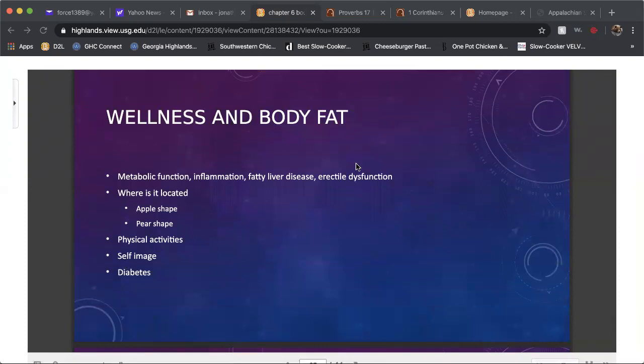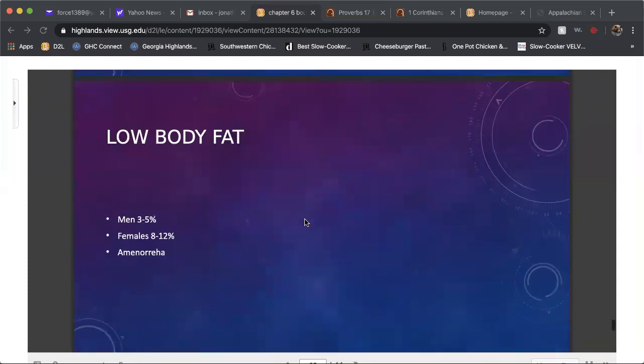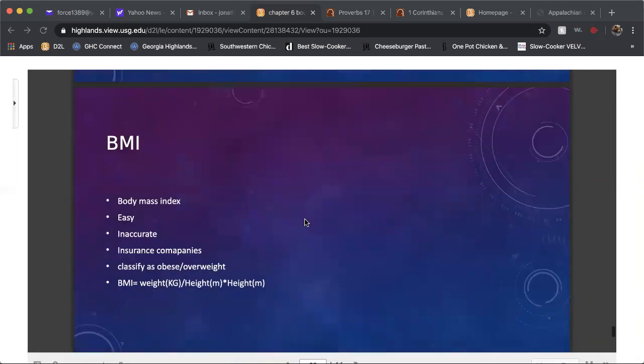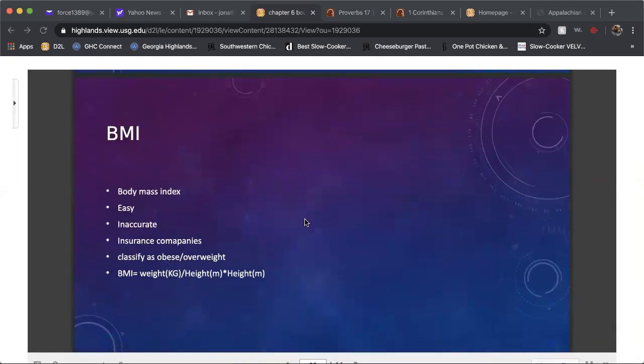We talked about how wellness and body fat went together, how too much is a bad thing, but also how too little could affect our health. And then I believe where we left off was we talked about BMI and body mass index, and how it was an easy calculation, but it didn't paint a whole picture.